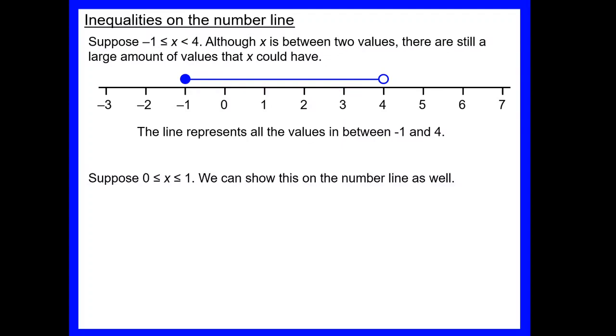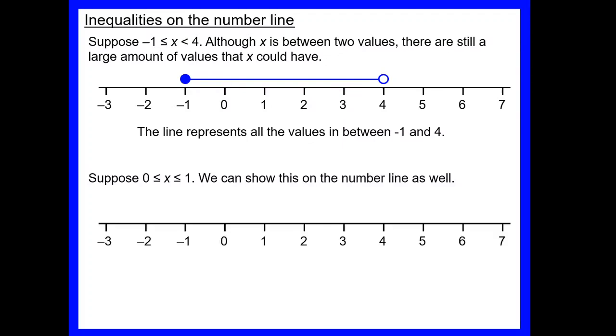So if we want 0 is less than or equal to x, which is less than or equal to 1, on our number line, we need a solid circle above 0 because it's got an equal to sign. We also need a solid circle above 1 because that's got an equal to line, and our x is in between, so our line joins our two circles together. So that represents the values of x between 0 and 1. Make sure you're happy with those before you have a go yourselves.